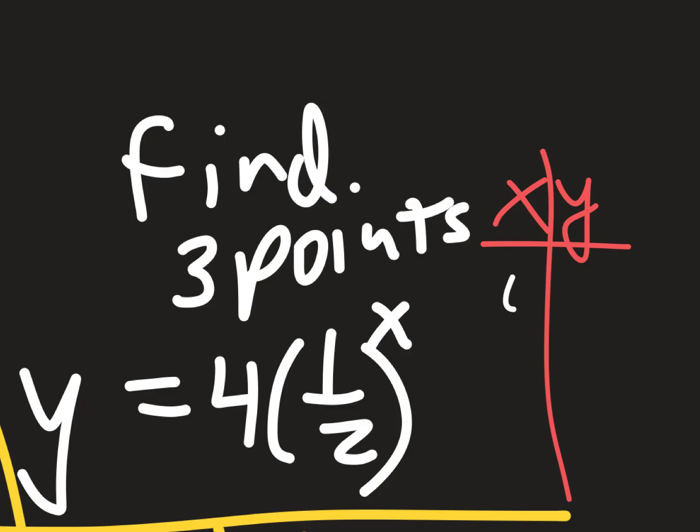I'm going to stick in 0 just because that's an easy number to put in. If I put in a 0 right here, that's 1/2 to the 0, which is 1. 1 times 4 is 4. So 0 comma 4. 1 comma 2. And when I put in a 2 here, that's going to be 1/2 squared, which is 1/4. 1/4 times 4 is 1. It's a weird little collection of points, but 0, 4, 1, 2, and 2, 1.